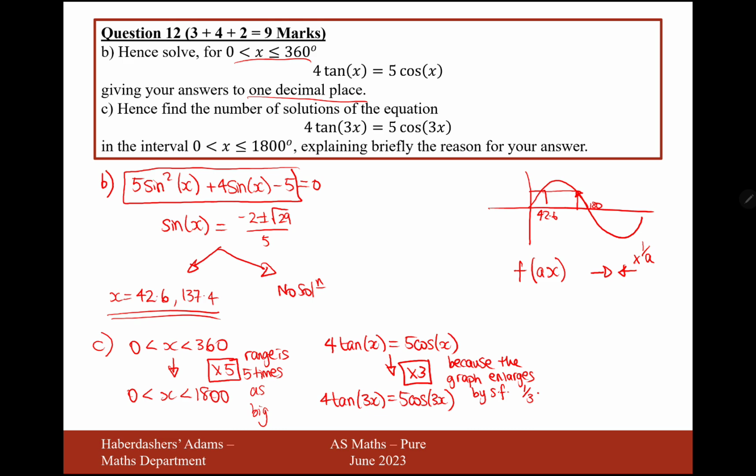So how many solutions do we get? Well, originally we had 2 solutions, then we've expanded the range by 5 times, so we're going to get 5 times that many, and then when we put a 3 in there, we've squished our graph inwards by a factor of 3, or by a factor of a third, so that we get 3 times as many solutions. So in total for this question here, we would get 30 solutions. So there we are, that's the answer to question 12 with a total of 9 marks. Let's now move on to question 13.